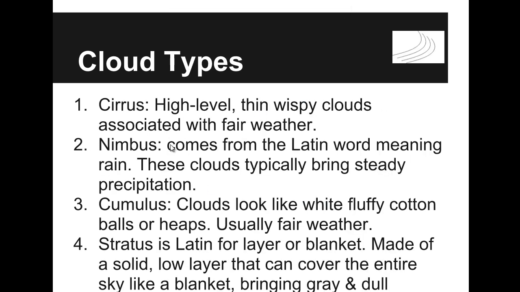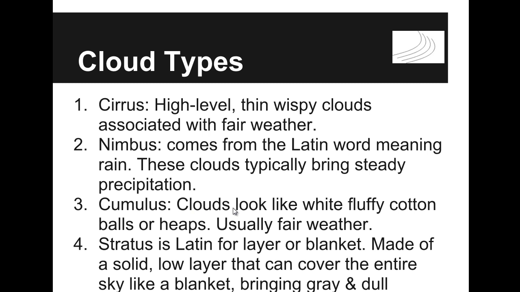All right, taking a look at four basic cloud types, although there are a lot more than this. Cirrus, these are high-level, thin, wispy clouds, and I've got a little picture up there. These are usually associated with fair weather. Nimbus comes from the Latin word meaning rain. These clouds typically bring steady precipitation. And the nimbus can actually be combined with different shapes of clouds too.